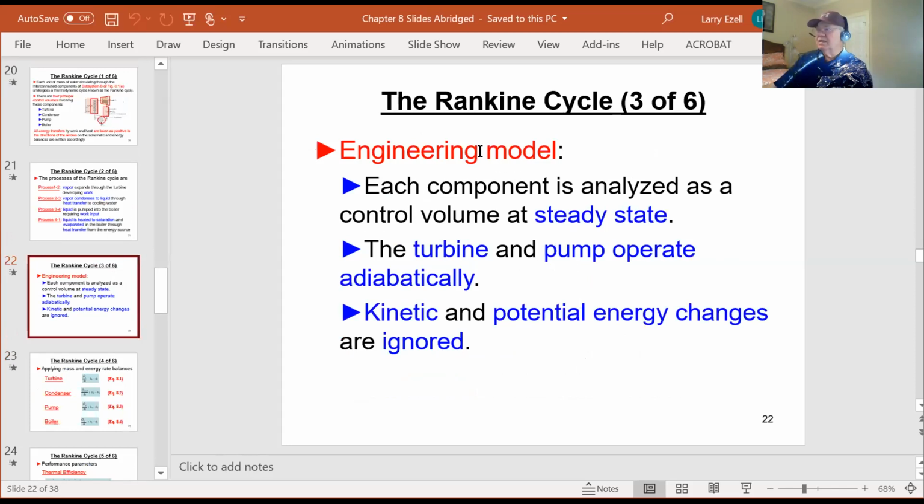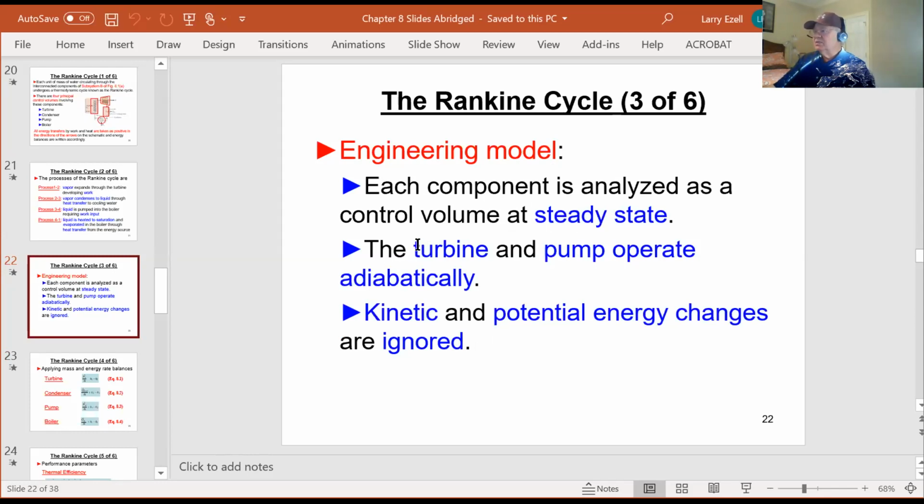So the way we analyze a Rankine cycle, and we've already done them, I know, and so you could legitimately say I've let the wagon get ahead of the horse here, and that's to some extent correct. But we examine each of these components in the Rankine cycle as a control volume at steady state. We don't try to do transient analysis.